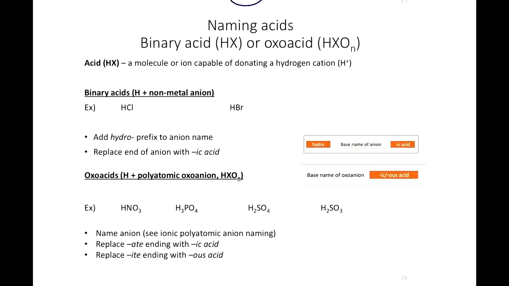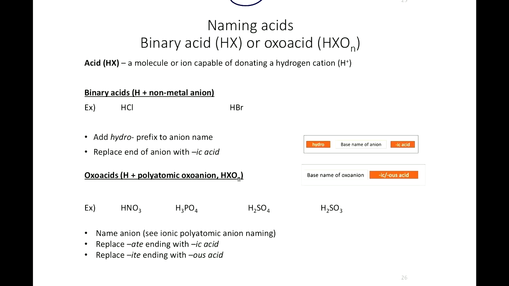Okay, let's name acids now. Okay, so acids will look like molecular compounds, but the difference is that there's a hydrogen first. Okay, so like HCl, HBr. Yes, all nonmetals, but H is first, so it makes it an acid. The H plus makes it an acid. So there's 2 types of acids, binary acids and oxyacids, or oxoacids. Binary acids are an H plus that's attached to just a regular anion. Okay, HCl, HBr, HI. Those are binary acids.